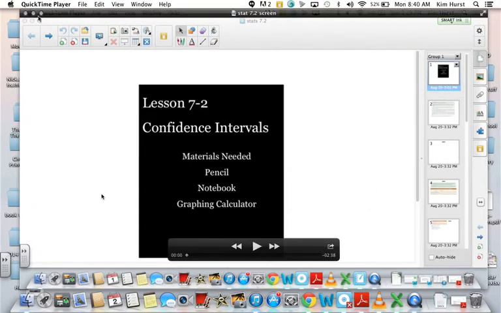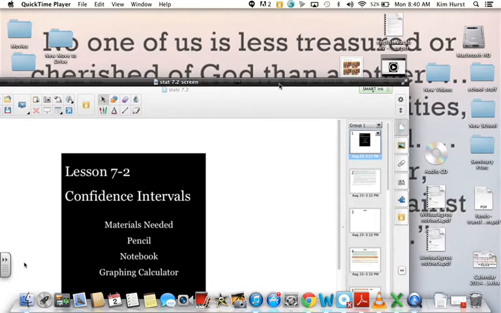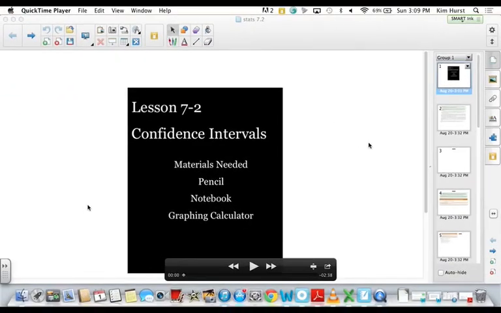Okay, so we're going to start Unit 7 today. Now I have to talk about Unit 7. It is a fairly easy unit. It doesn't always appear that way, but it actually is. Everything is about using tables and plugging in formulas.